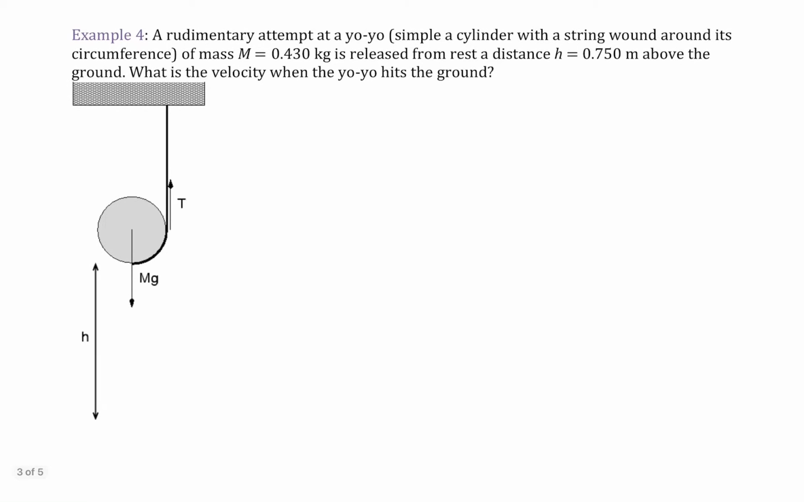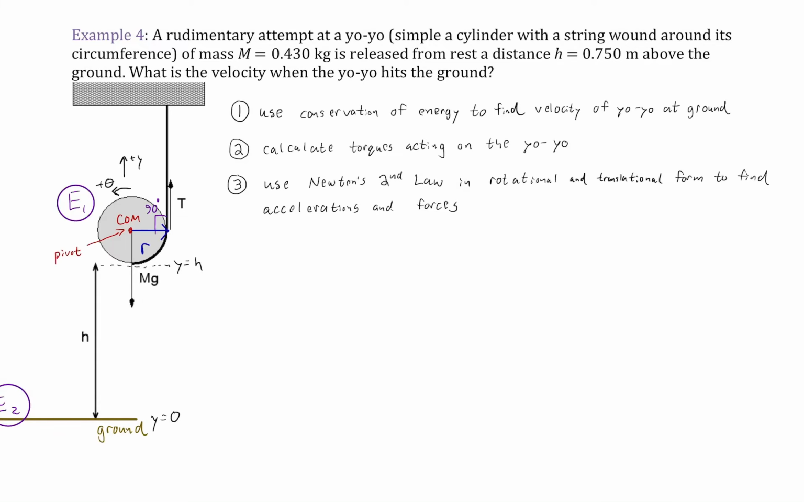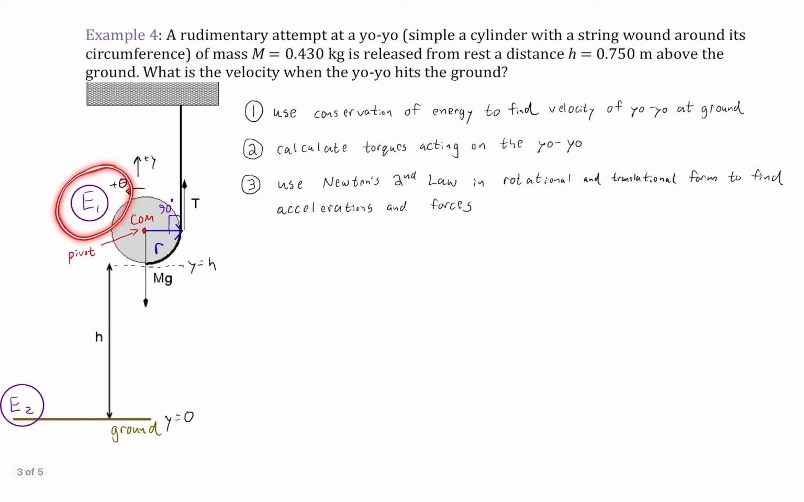Let's do a different system, a rudimentary attempt at a yo-yo. In this case, just a simple cylinder with a string wound around it. We are given the mass of the yo-yo. It's released from rest at a certain height. And then we want to know how fast is it going when it hits the ground. And we're asked for velocity here, not angular velocity, so we're just going to find the translational velocity of its center. All right, so we're going to relate E1 and E2.